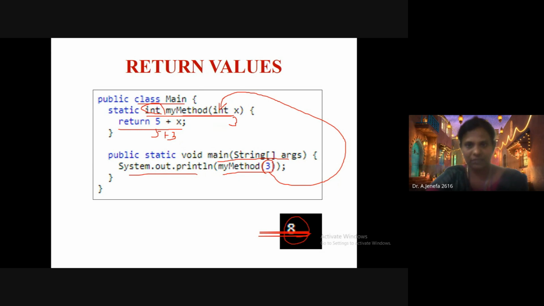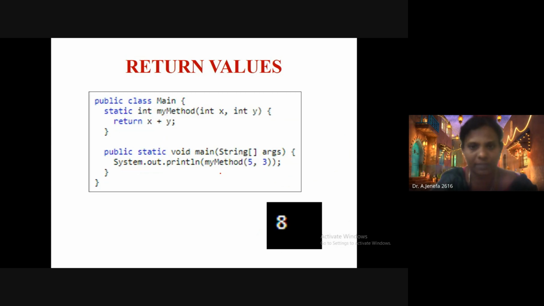Since this function calling is mentioned inside the System.out.println, what's the use of System.out.println? It will print a statement. It will print the statement that is given inside the double quotes. Fine. So the values will be displayed here once it is returned from the function definition. Okay. So let me give you another example.